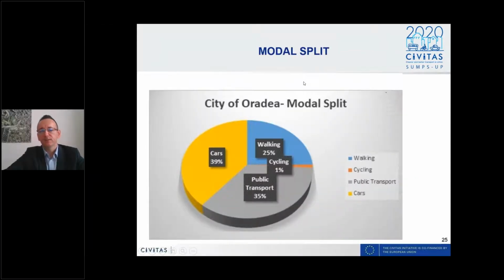Regarding the modal split that resulted from the elaboration of our SUMP analysis, we have the following results. So the modal split for cars was set at 39%, public transport 35%, 25% for walking, and 1% for cycling.